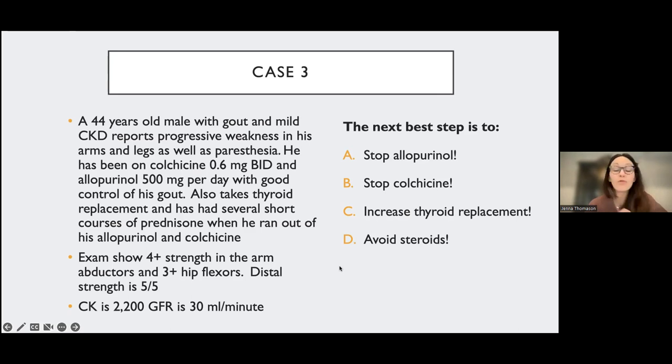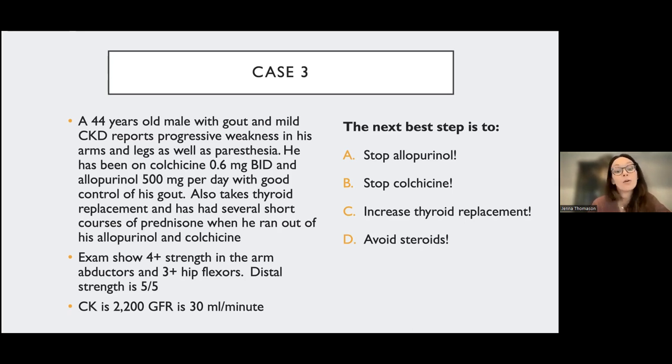So this is actually related to the colchicine. Colchicine can cause, extremely rarely, and I've never seen it, Gigi may have seen it, a neuromyopathy. So the patients can be weak. And generally, the lower extremities are weaker than the upper extremities, and it's a neuromyopathy.